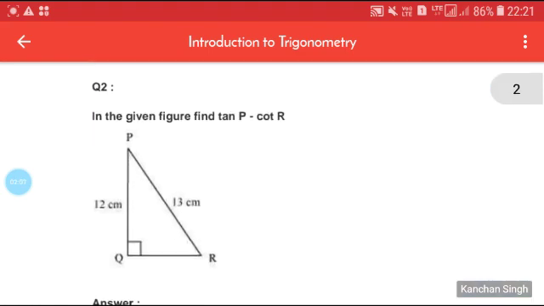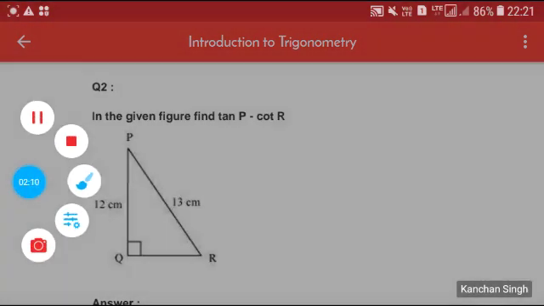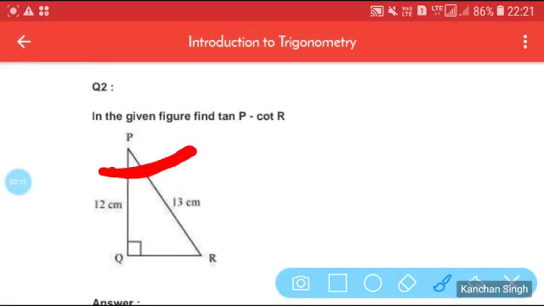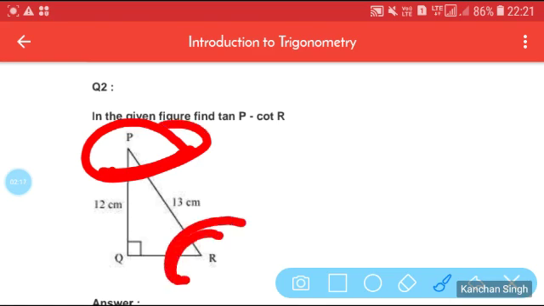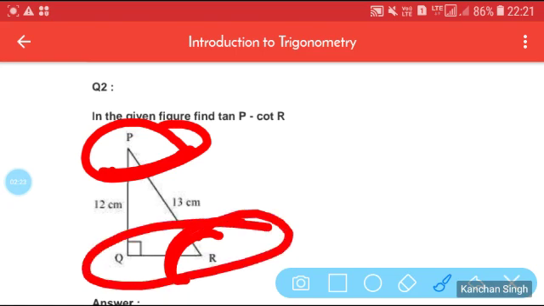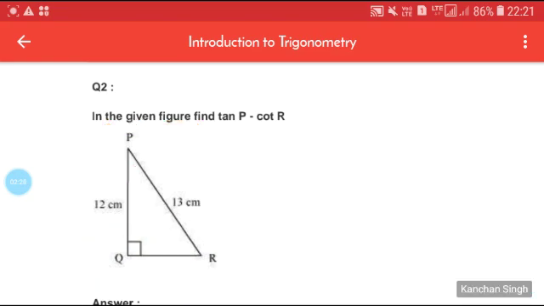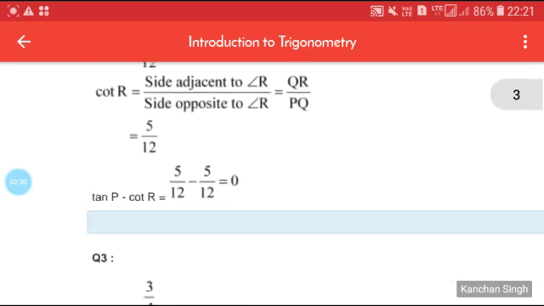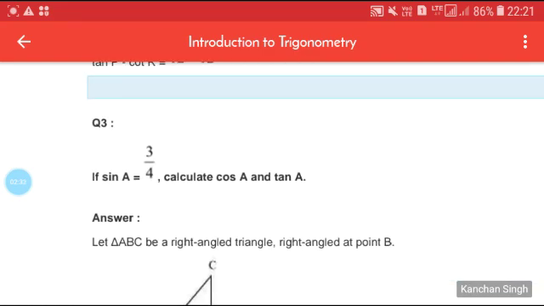Okay, now see, similarly in the given figure find tan P minus cot R. Values are given, so just think how we will find tan P and cot R. See students, don't get confused. Tan P, this one, so you will find the value with this, and cot R you have to use this. But here PQ is given, PR is given. So first what we will do, we will find QR by using Pythagoras theorem. So please try this question by yourself. Similar type of question, so I know you will be able to solve. Now this is very easy.